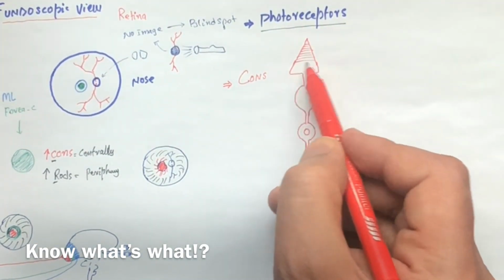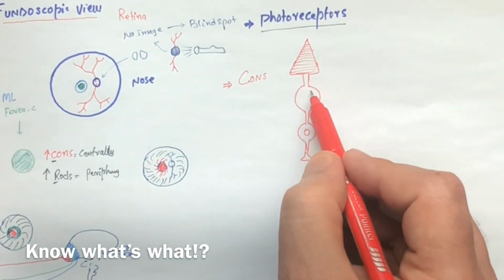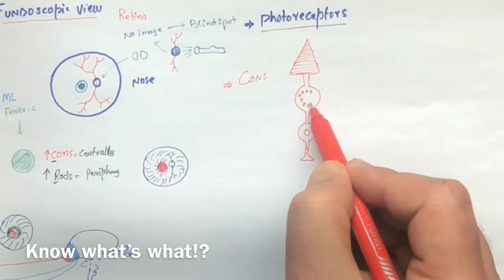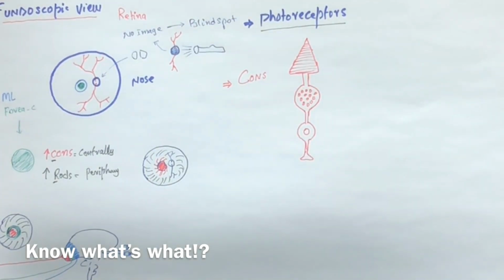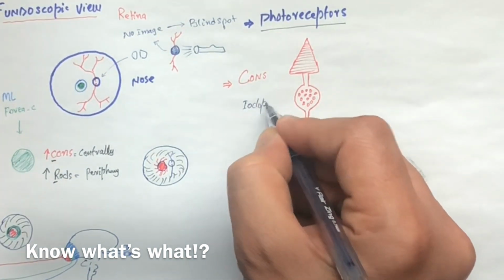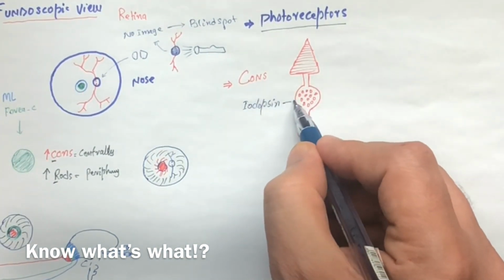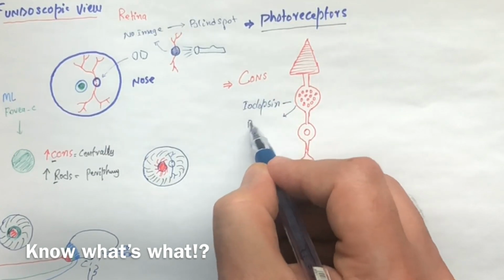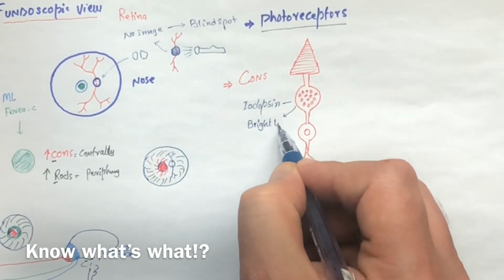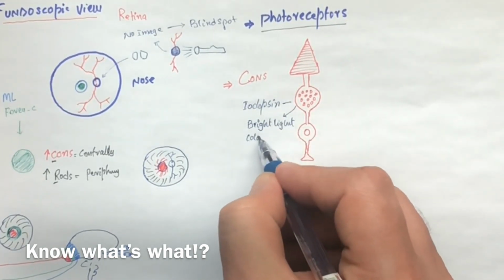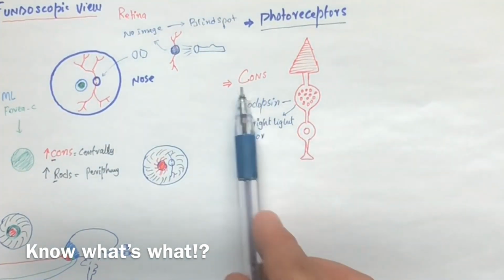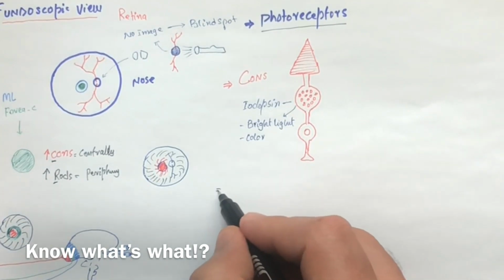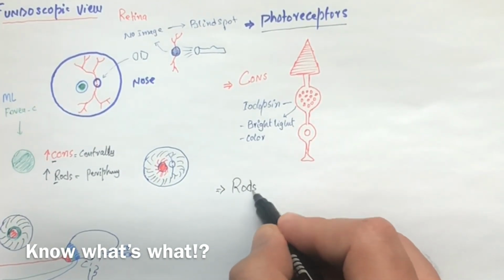So here is the photoreceptor, and here are the pigments in the cones, and these pigments are called iodopsin. They are sensitive to the bright light, and they help you differentiate between different colors. So the cones are for the bright light, and then we have the rods.